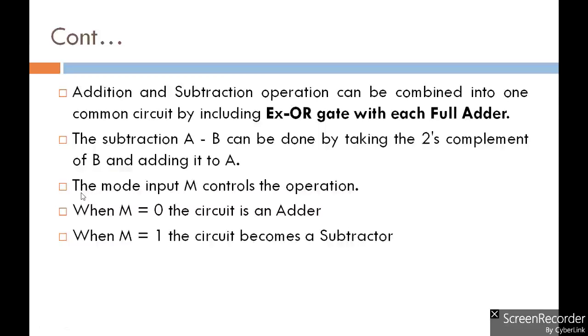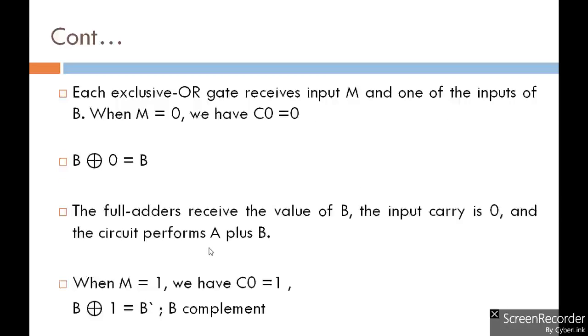So if there is a mode input bit M used to control these operations, if the value of M equals 0, at that time the circuit will behave as an adder, and if we apply M equal to 1, then the circuit becomes a subtractor. So each exclusive OR gate receives input M and one of the inputs of the operand B.